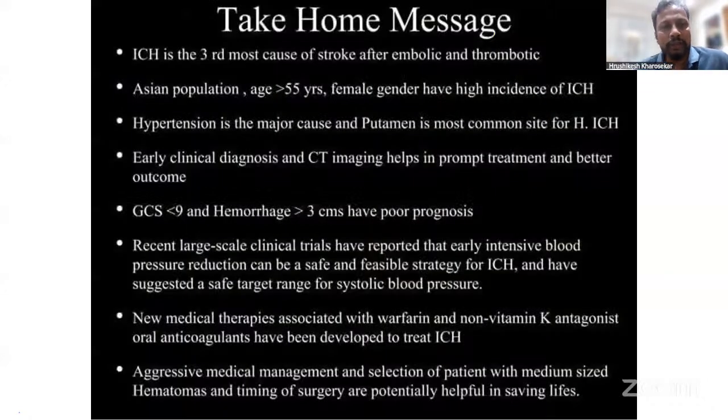So the take-home message is that ICH is the third most common cause of stroke. The Asian population, age more than 55, and female gender are the risk factors which show high incidence. And early diagnosis and CT imaging helps in prompt treatment and better outcome. GCS less than 9 or hemorrhage more than 3 centimeters have poor prognosis. New medical therapies with warfarin and non-vitamin K antagonists have been developed for treating this.